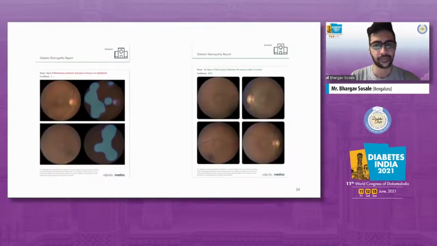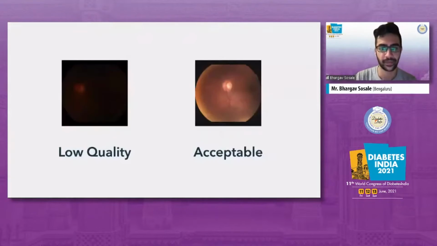If DR is detected, the report looks like the one here on the left, where aside from highlighting that DR is detected, it tells you where the lesions are detected in the photo of the retina. It also tells you whether an image is of low quality or is acceptable for grading.